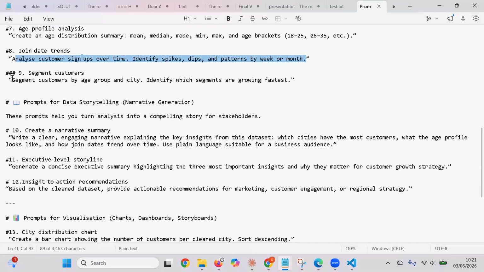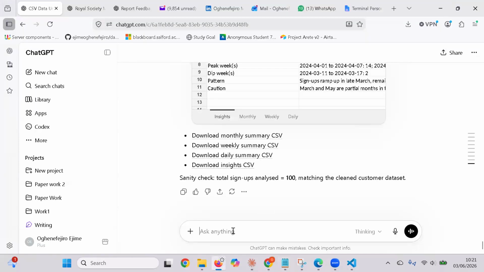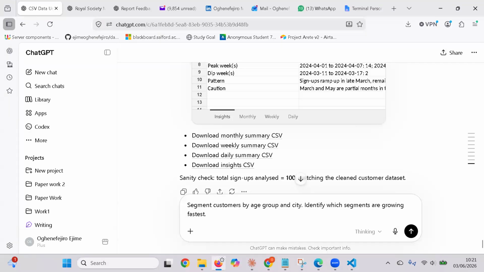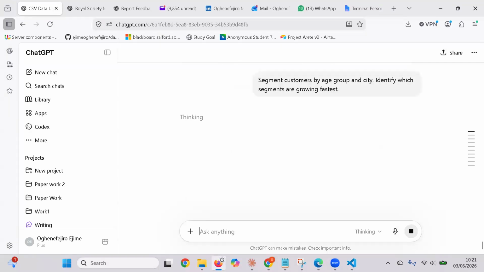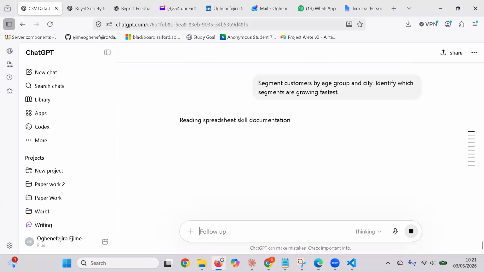Again, the last one here before we go to storytelling is we want to segment the customer by age group and city and identify which segments are growing faster, growing the fastest.